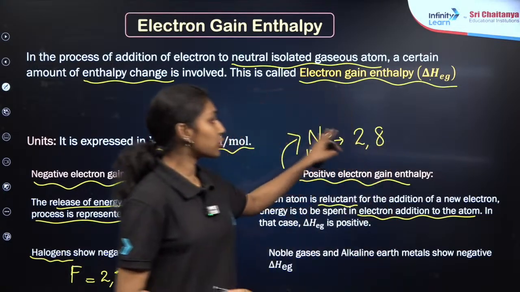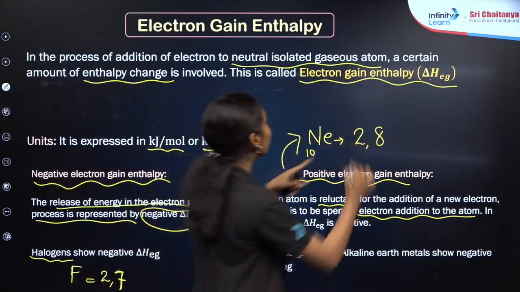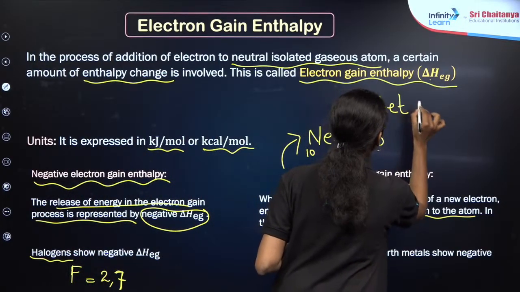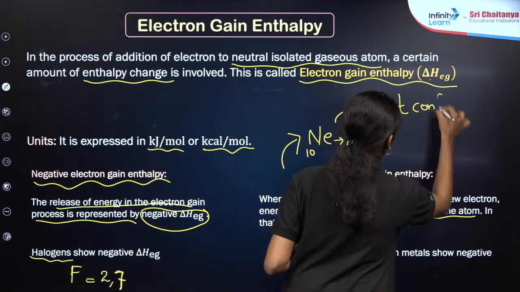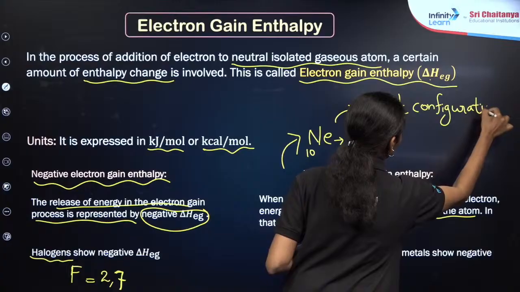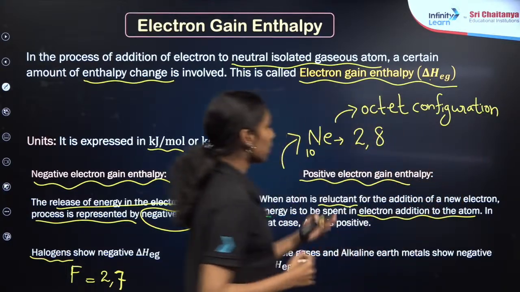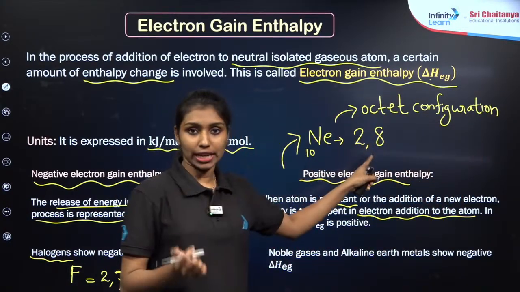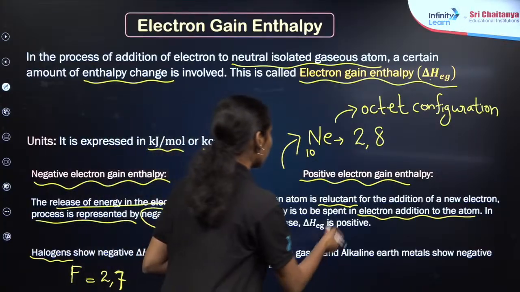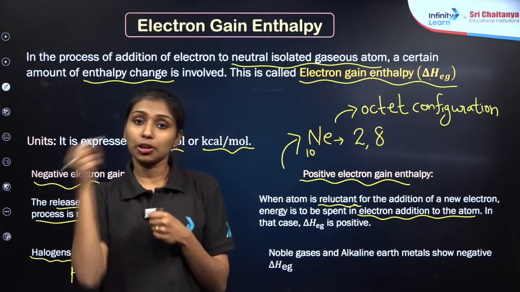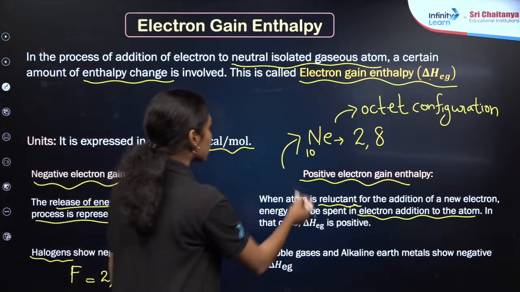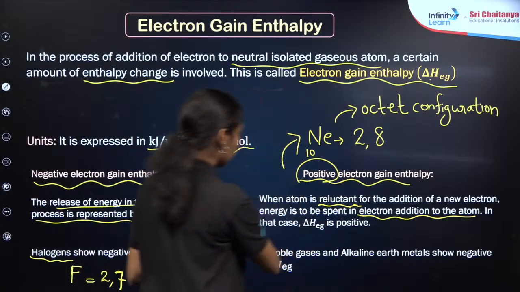This is the electronic configuration of neon, 2,8. It has already completed the octet configuration, so it is in a stable condition. There is no need for more electrons, but if we have to add an electron to it, we are adding more energy. It will have the positive electron gain enthalpy. Clear?